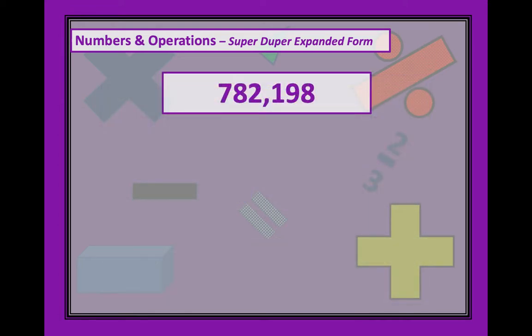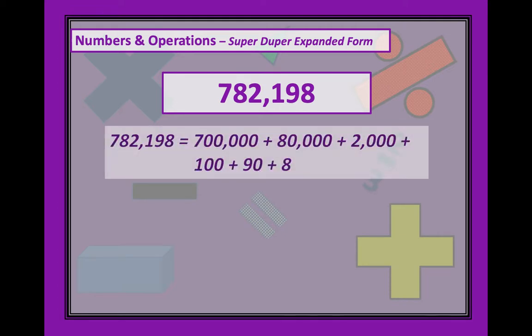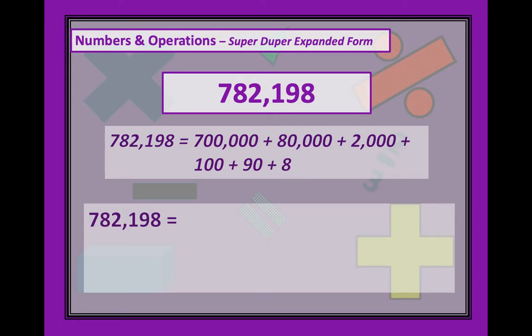So let's take a look at some examples, and you can pause the video as we move through these examples and record them in your notebook. Let's see, our first number, 782,198. We could write that in regular expanded form, but super duper expanded form is going to show how we found the value of each digit, the digit times the place that it's in.